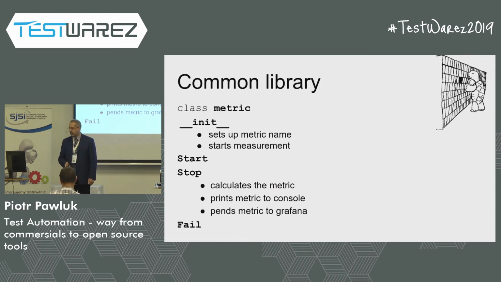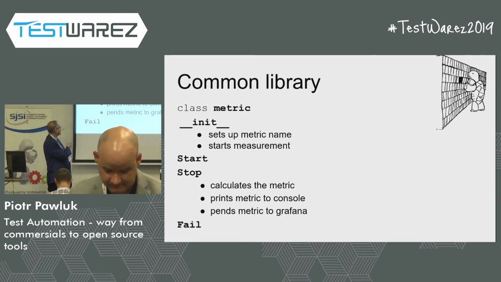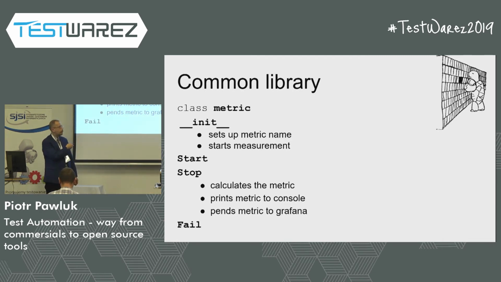So what was inside this common library? First we have a class, which I named Metric. In this class we have methods like initiate, start, stop, fail. Whenever we start, it starts the measurement; on stop, we calculate the metric and print it to the console so it is visible in the log, send the metrics to Grafana, and fail.